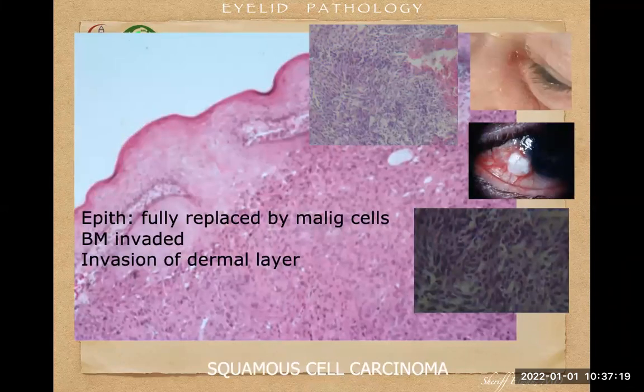Squamous cell carcinoma occurs from the squamous cell layer of the epidermis, where the epithelium is fully replaced by malignant cells invading the basement membrane into the dermal layer, with sometimes distal spread. And in the conjunctiva, you are going to study, or probably you have already studied, Bowen's disease, which is the carcinoma in situ. That means carcinomatous changes in the squamous cell layer, not invading the basement membrane. It's the pre-malignant condition.